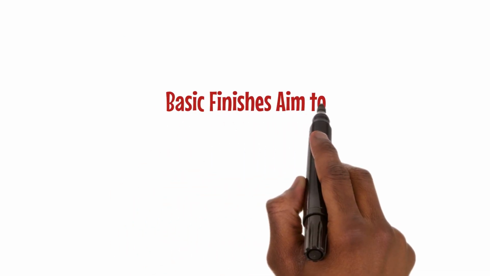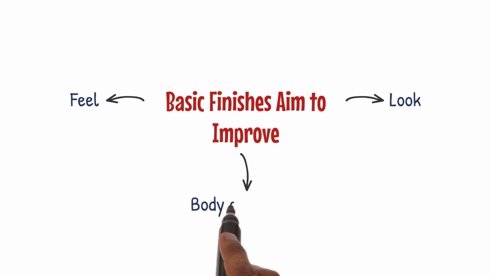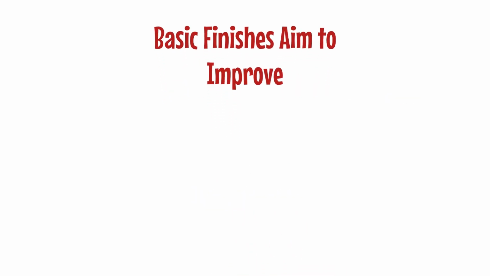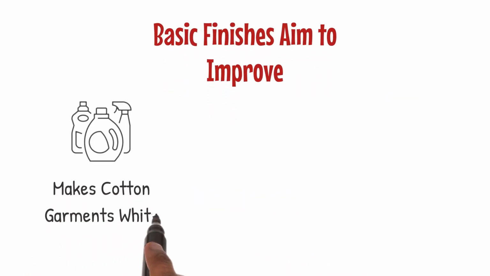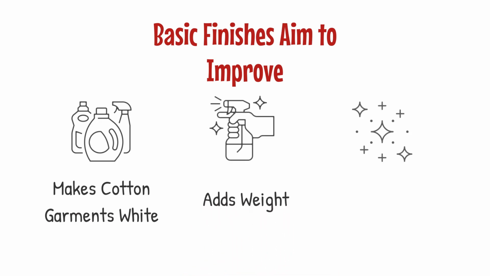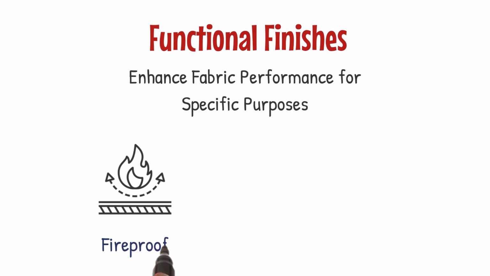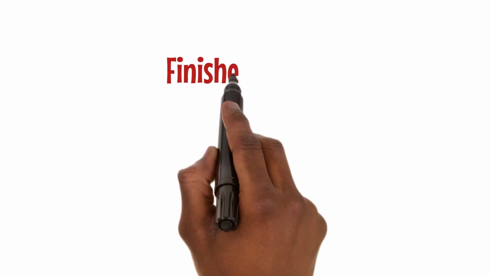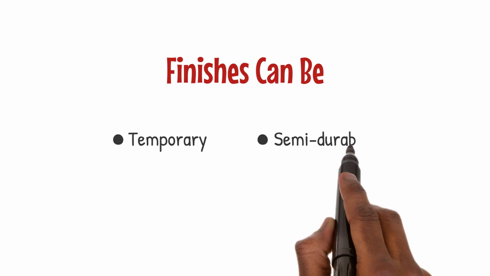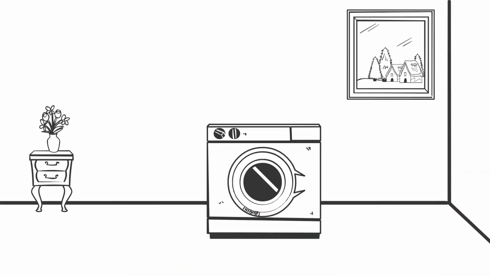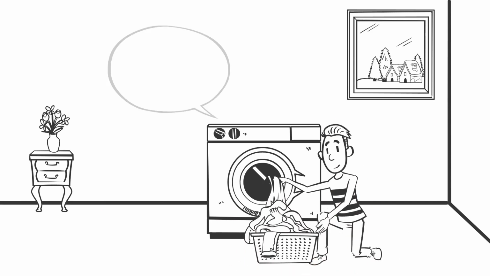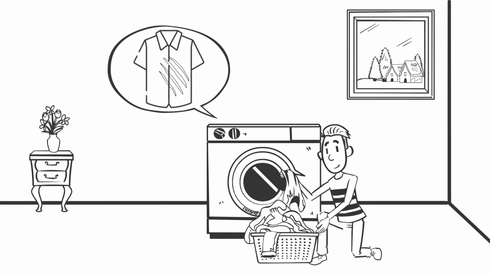Basic finishes aim to improve the look, feel, and body of textiles. For instance, bleaching makes cotton garments white, and starching adds weight and luster to lightweight fabrics. Functional finishes, on the other hand, enhance fabric performance for specific purposes, like fireproofing or waterproofing. Finishes can be temporary, semi-durable, durable, or permanent. Temporary finishes wear off after a wash, while durable finishes like permanent pleats last the life of the fabric.